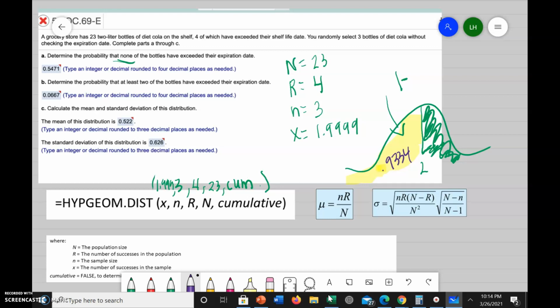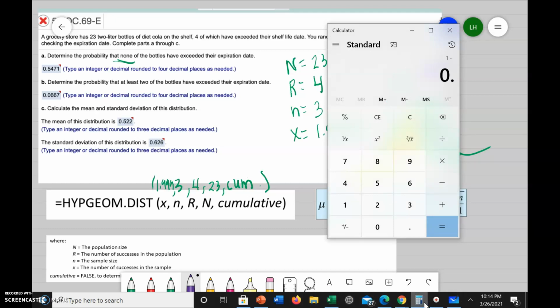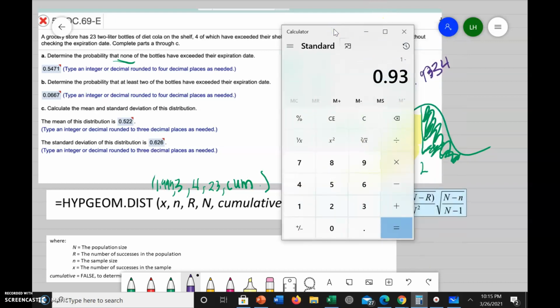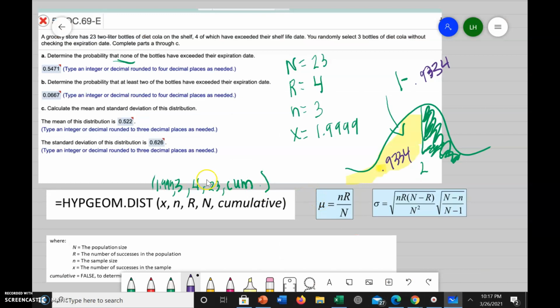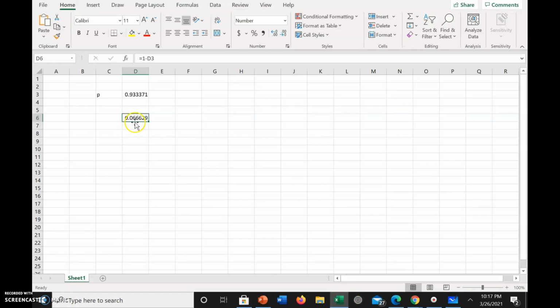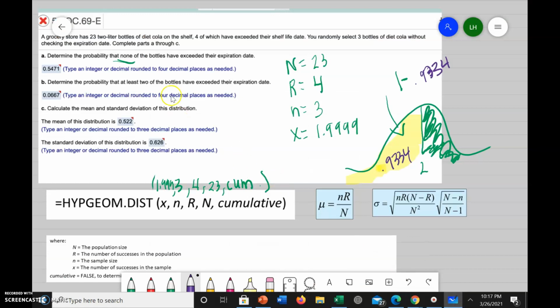So 2 or more would be the other side. So we're going to say 1 minus the side we don't want. So if you do 1 minus 0.9334, you will get 0.06. Now, you get 0.0667 if you round. Let's look at it in Excel just to make sure. Let's look at it here. 0.0667. But I think it can be plus or minus 1 here.